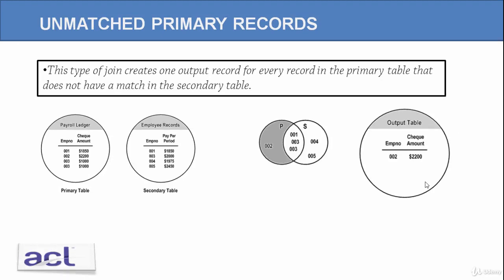So for the unmatched primary records, what this does is that it's going to look at the primary table, which is the payroll ledger, and bring out every record on this table that does not match with any record in the employee master table. So what we are saying in essence is that the output of this join, when you are using the unmatched primary records type of join, is that it will give you records in the primary table that you cannot find in the employee master table, and that record is 002, and that's the output that we have here.